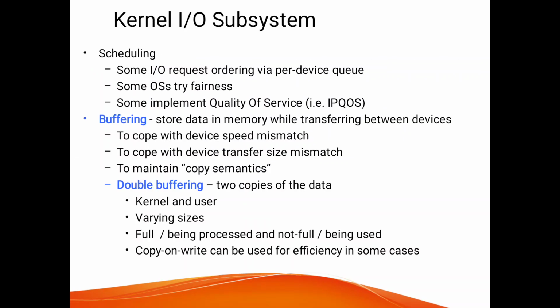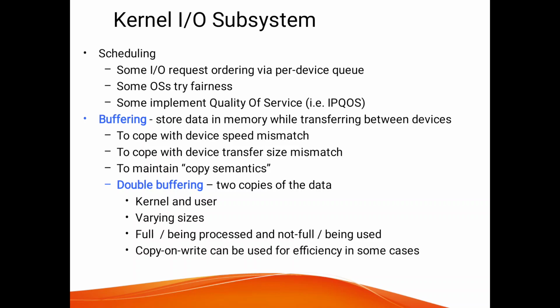The kernel I/O subsystem has main functionalities such as scheduling and buffering. Scheduling is essential because some I/O requests are ordered via per-device queues. Some OSes strive for fairness, and in some implementations quality of service is essential.